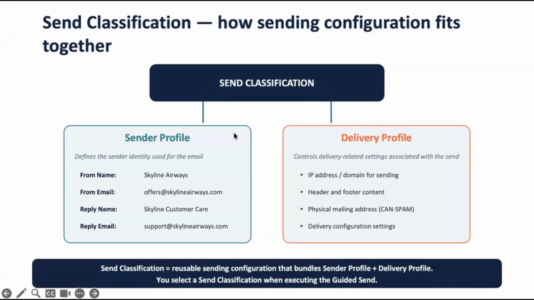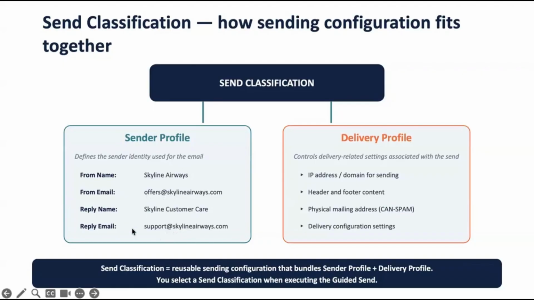The sender profile contains things like from name, from email, reply name, and reply email. Now imagine Skyline Airways, this is our example. It might send an email from offers@skyline.com. But when you get it in your inbox and you reply, the reply goes to support@skylineairways.com. That's why the from email and reply email don't need to be the same. This one is what we use to send, but this one has the inbox, so the reply will go to them. That's the difference, basically.